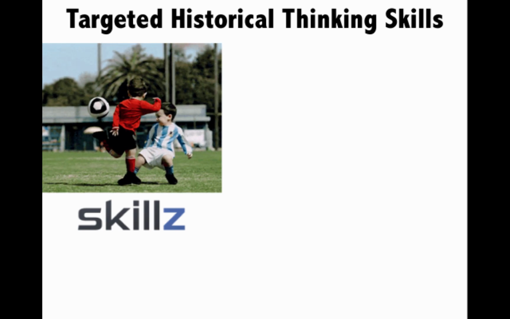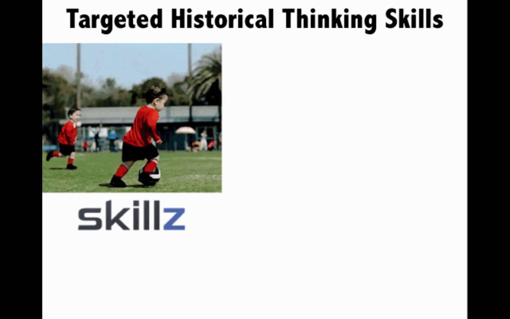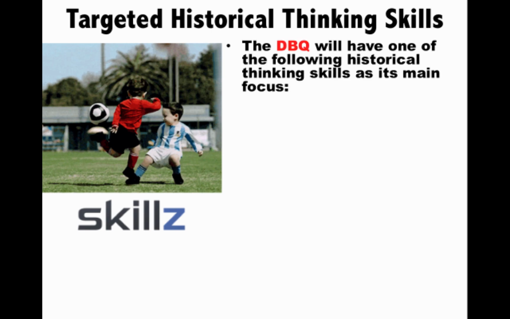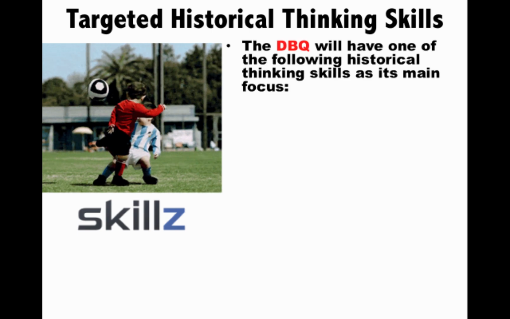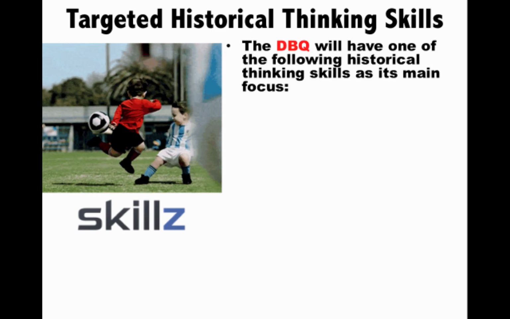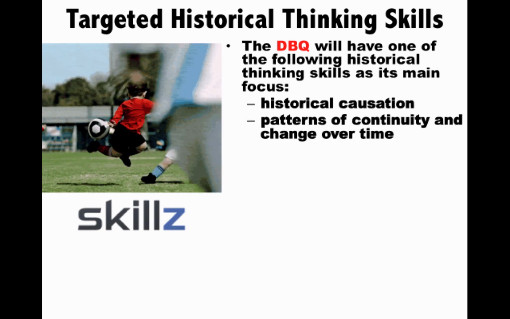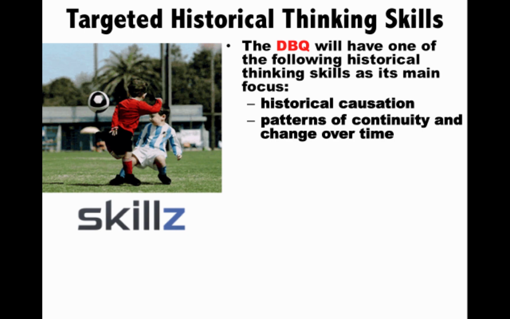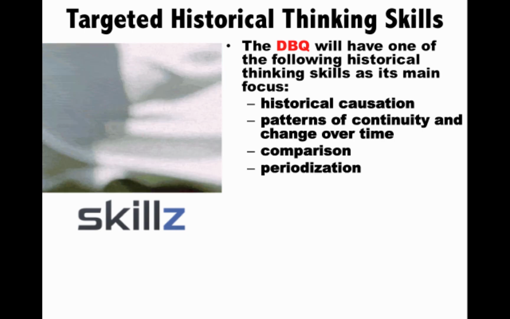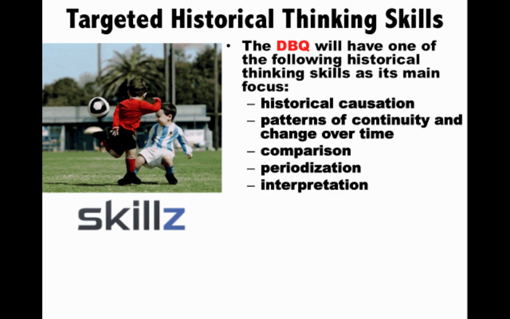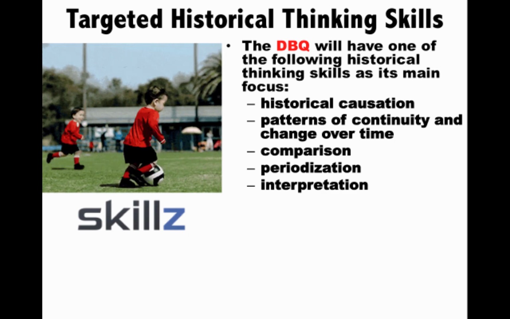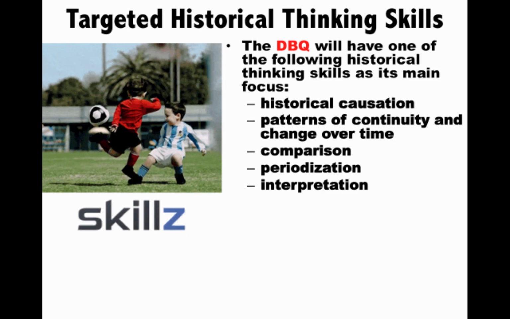So a quick rundown of what the targeted historical thinking skills are. Keep in mind they are in all parts of the AP exam. The DBQ will have one of the following historical thinking skills as its main focus. You may get historical causation, patterns of continuity and change over time, comparison, periodization, and pretty much all of them require some level of interpretation. So these are the skills for the DBQ.